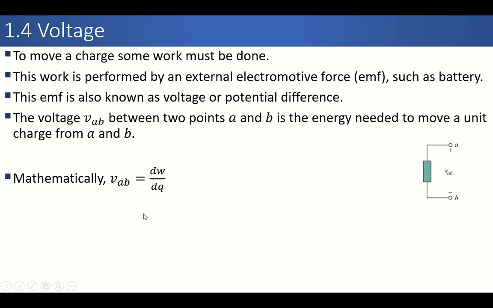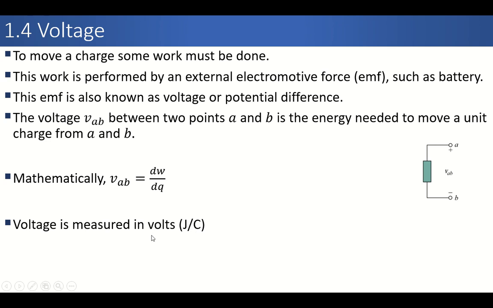And mathematically we define that VAB is equal to dW divided by dQ, where dW is the change in work or energy and dQ is the change in charge. So you can see that the potential difference or voltage between two points is the work done in moving one unit of charge from point A to point B. The starting point is point A and the final or terminal point is point B. Voltage is measured in volts, and its unit is joules per coulomb.